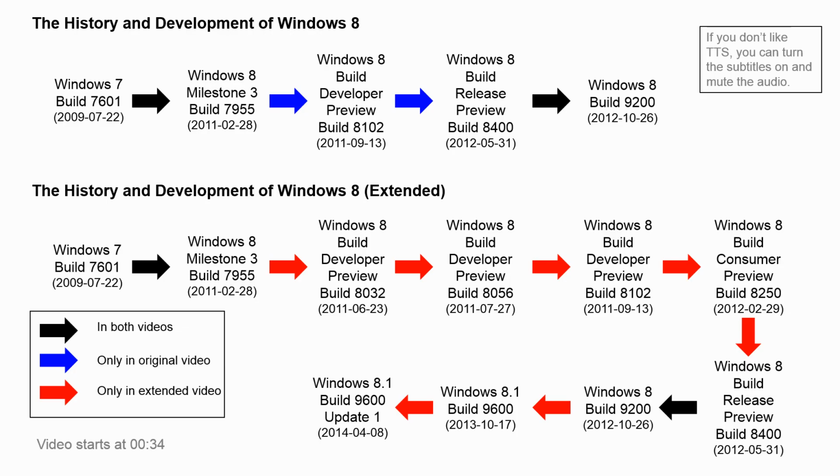In September 2019 I made a video called The History and Development of Windows 8 where I compared Windows 7, Windows 8 Milestone 3, Windows 8 Developer Preview, Windows 8 Release Preview on Windows 8. However, in that video I skipped some pre-release, developer preview builds and consumer preview. In this extended video I will also be covering those builds as well as Windows 8.1 and Windows 8.1 Update 1. For the comparisons that are the same in both videos I will reuse the footage.